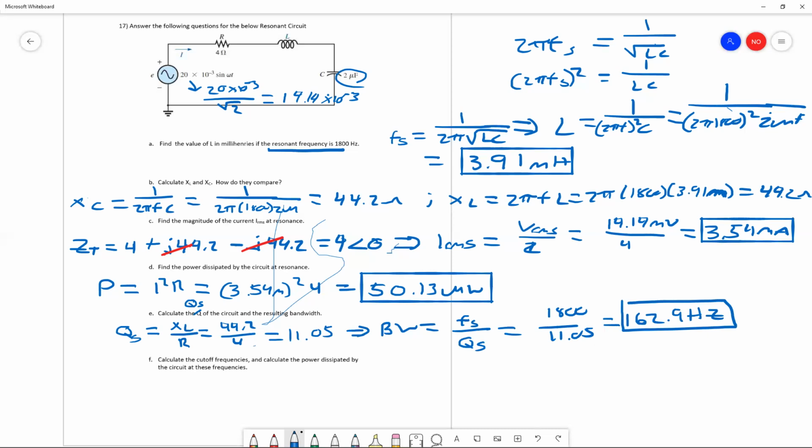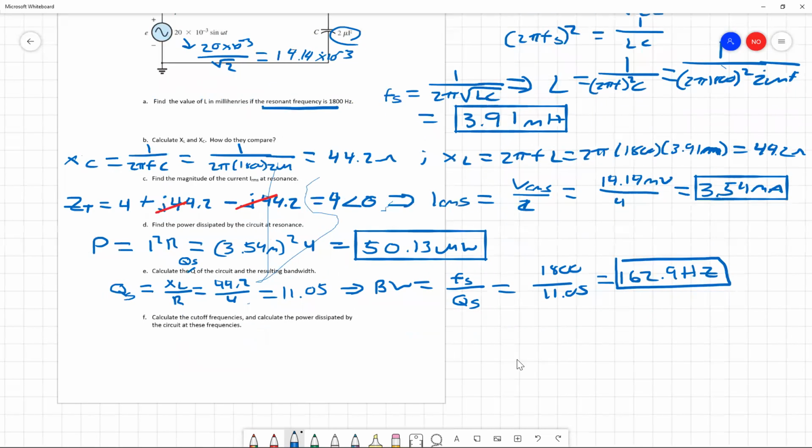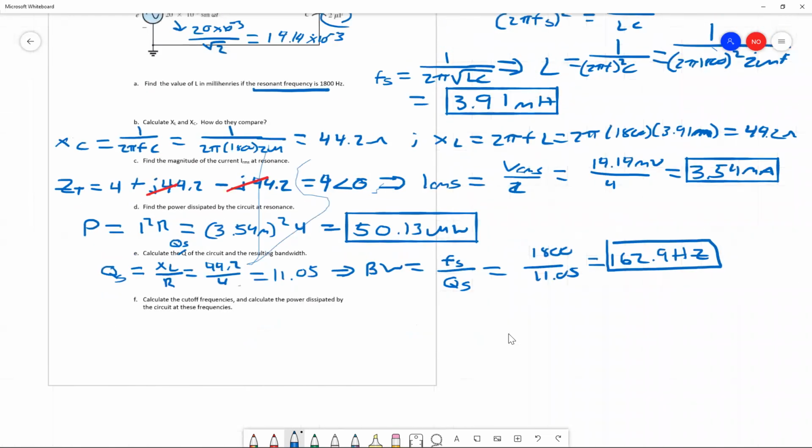So our last question is, what is the cutoff frequency? Calculate the power dissipated by the circuit at these frequencies. So what we need to do is figure out F1 and F2 for the circuit. And if we look at our equation sheet, we're given an equation for that. F1 and 2, oh, my apologies, my pen going a little crazy. F1 and 2 are equal to the resonance frequency plus or minus bandwidth divided by 2.